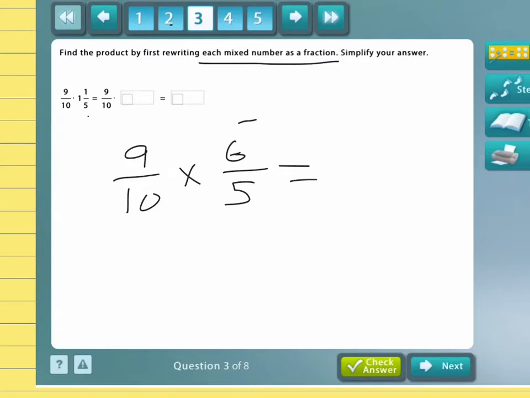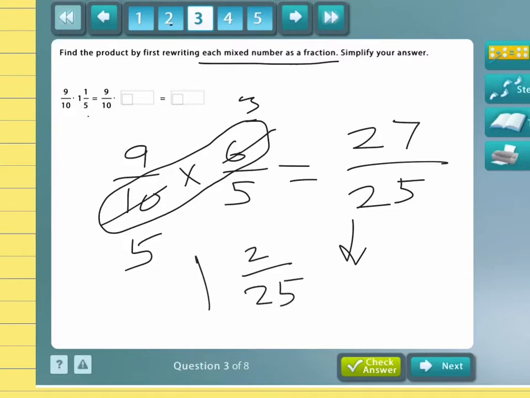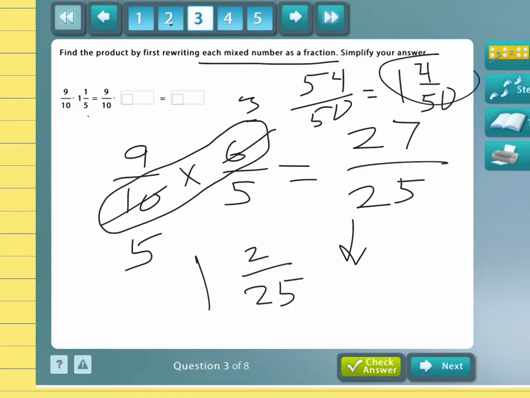One thing to keep in mind is cross canceling, when you simplify before you multiply. I know 6 and 10 have a common factor of 2, so I can divide them each by 2, and that gives me a simpler number to multiply. So it turns into 27/25, and that's going to equal 1 2/25. If you didn't simplify first, you'd end up with 54/50, and that would simplify to 1 4/50, which you'd then simplify down to 1 2/25.